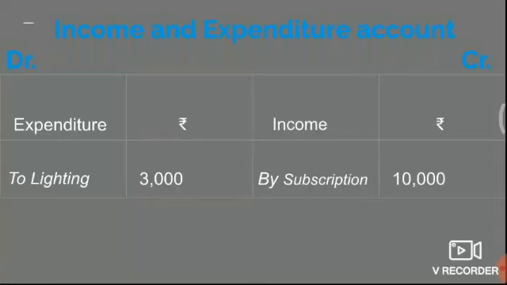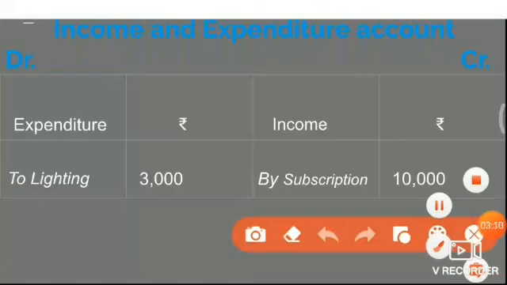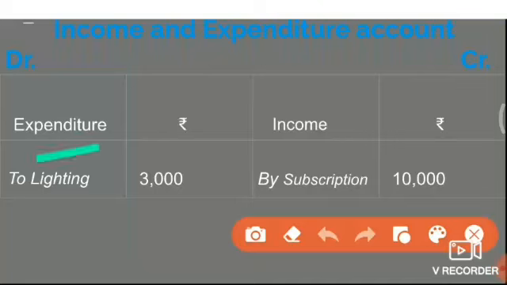Now let us see the example of income and expenditure account. The income and expenditure account, on the other hand, is a nominal account. The rule of nominal account says what? Debit all expenses and losses. So expenditures are debited, and credit all incomes and gains. So it is credited. Incomes are credited.